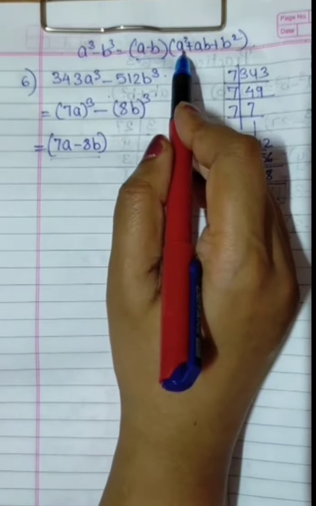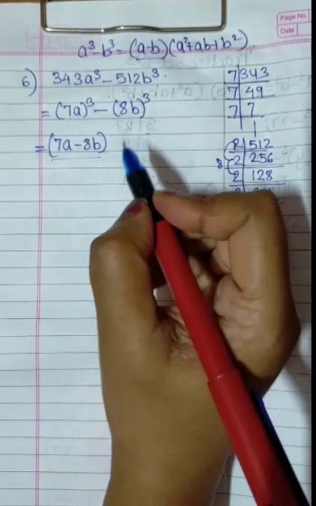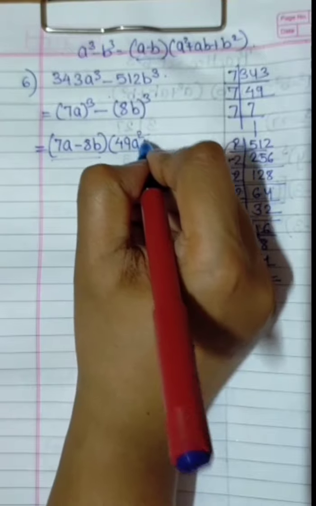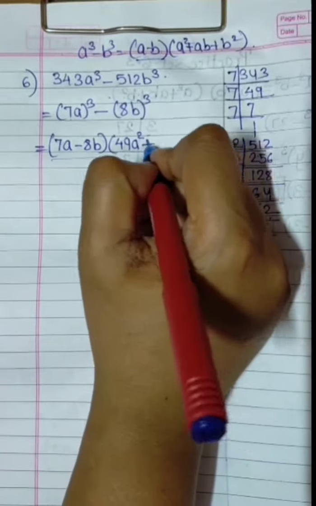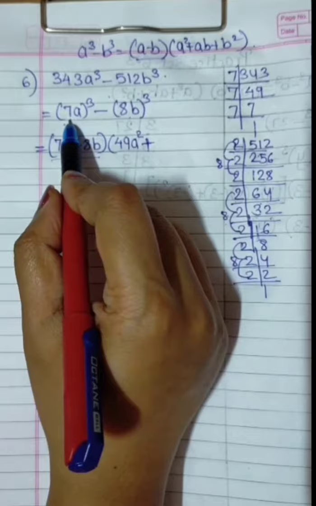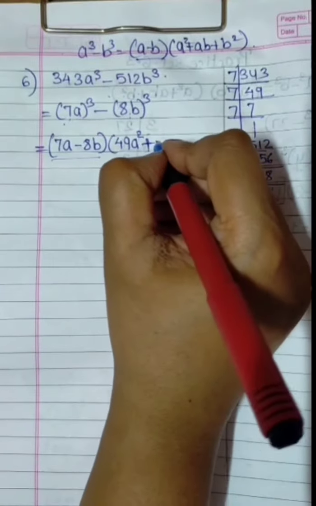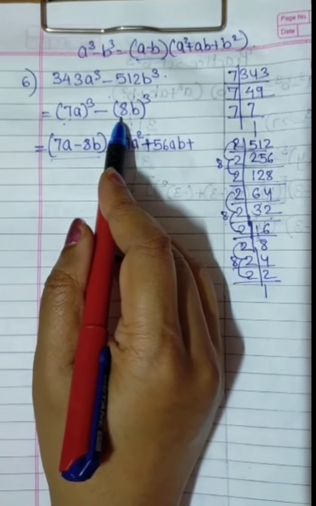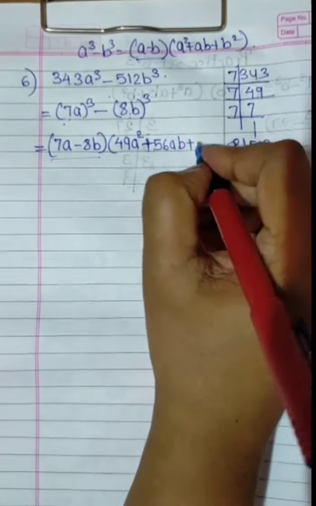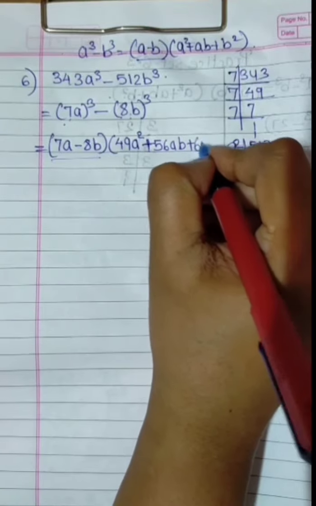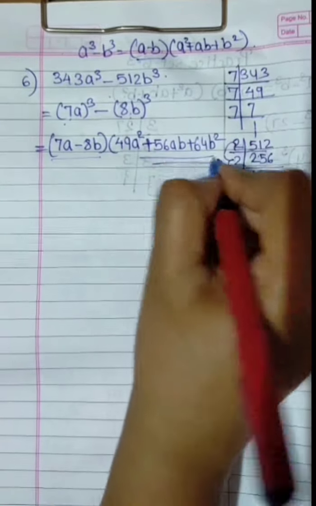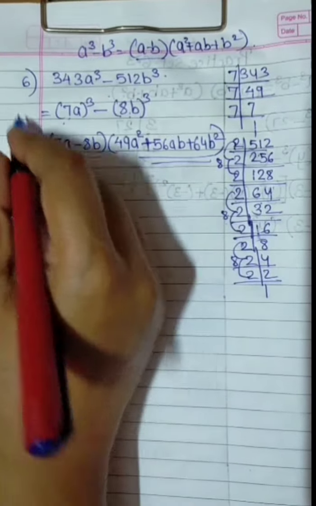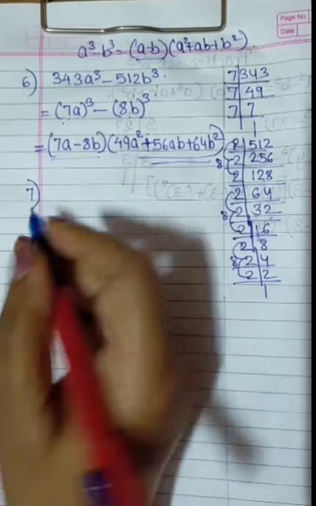Now a square is what? 7 square means 7 7s are 49 a square, plus, now a into b means 7 8s are 56 ab, plus, again b square means 8 square, 8 8s are 64 b square. Okay, we got the answer for question number 6. Now we are going to move on to 7.